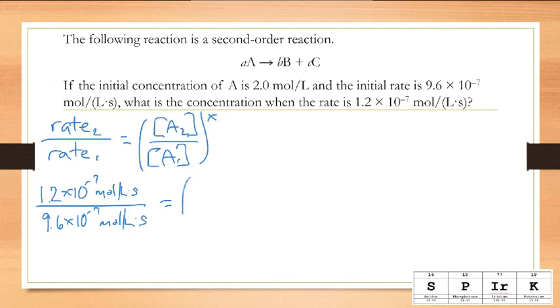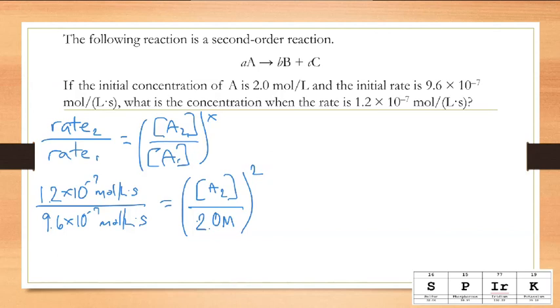And when we start plugging in the concentrations, we do not know the concentration from the second reaction. That's what they're asking for. What is the concentration when the rate is this? So we're looking for that value. We know that the concentration from the first reaction is 2 molar. And we know that our exponent here is going to be 2 because it is second order. So now we just start doing some algebra, solving some values.